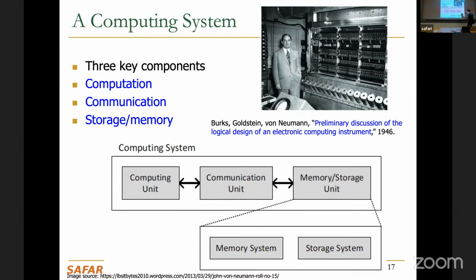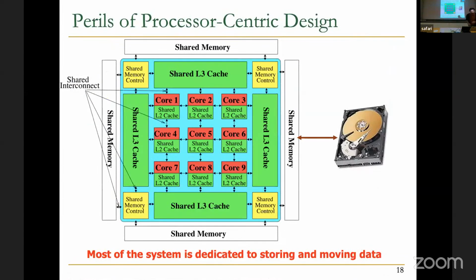The problem is that the communication unit that we use for data movement is typically very narrow. Because it's very narrow, it is like a funnel, a bottleneck when moving the data back and forth. This happens in current computing systems, even though a lot of the computing system is devoted to data, either to store data or to move data.